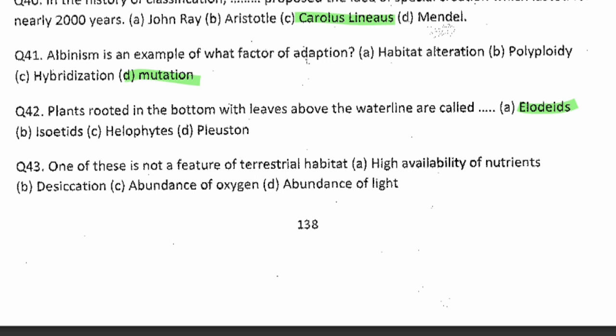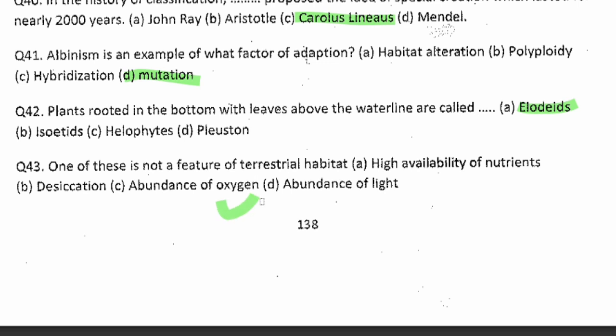Question 43. One of these is not a feature of terrestrial habitat. You already know that terrestrial habitat means habitat on land. High availability of nutrients. Is nutrients present? Desiccation. What is desiccation? You ask yourself. Desiccation is loss of water, drying out. And abundance of oxygen. Is there oxygen? Yes, there is oxygen. You mark that one.